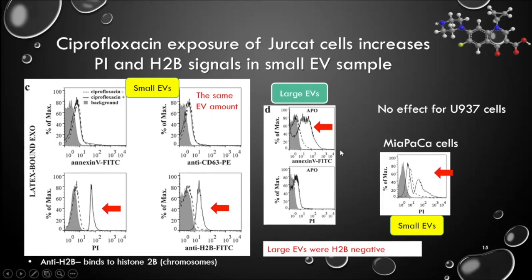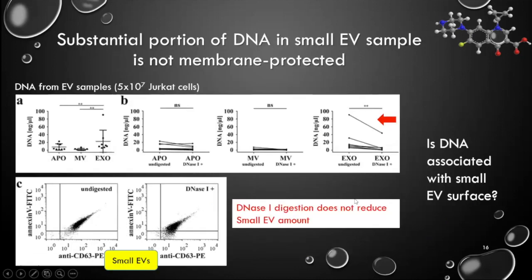In the large vesicles, there was only a positive population in annexin 5 staining EVs, and large EVs were absolutely negative for histone. The same effect was observed for the pancreatic carcinoma Neopaka cell line. For the small vesicles, there was an additional peak in the propidium iodide staining, but there was no effect for the U937 cells. So, seeing this phenomenon, of course, the question was, is it due to the presence of DNA in the small EV samples?